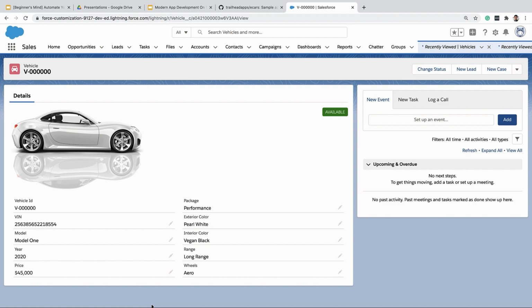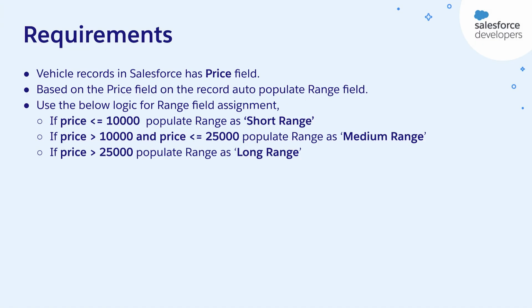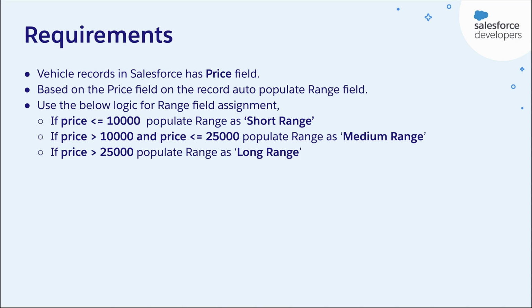While creating or editing vehicle records in Salesforce, business users would like to automatically populate the range picklist field value based on the price field. The logic for the range field assignment is: if price is less than 10,000 USD, then populate the range field as short range. If the price value is greater than 10,000 USD and less than 25,000 USD, populate range as medium range. If the price is greater than 25,000, then we populate the range field value as long range. Let's see how we can use flows to accomplish this.